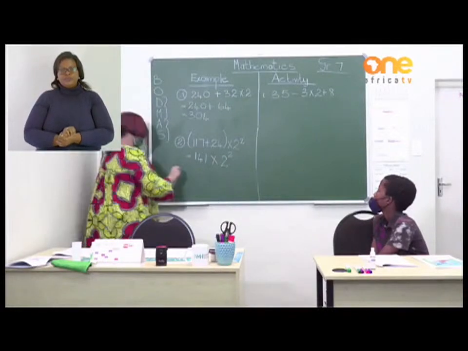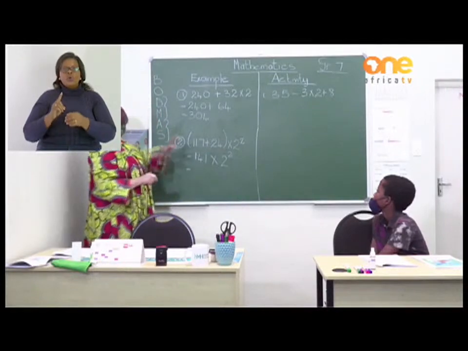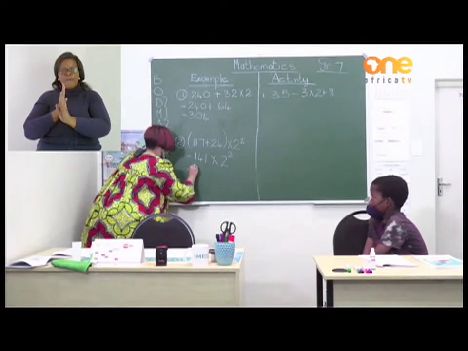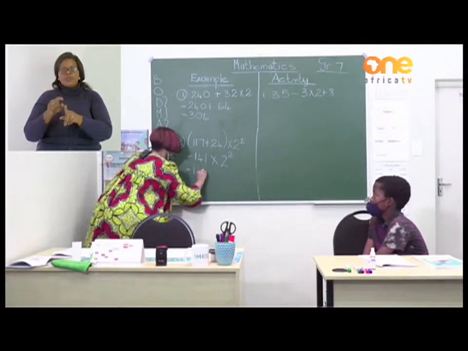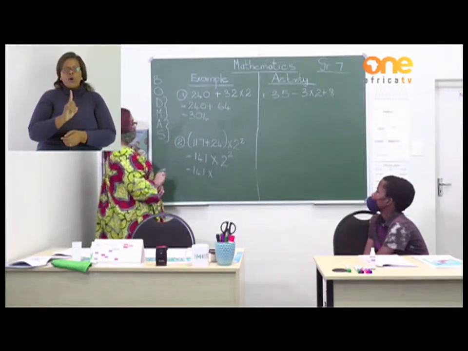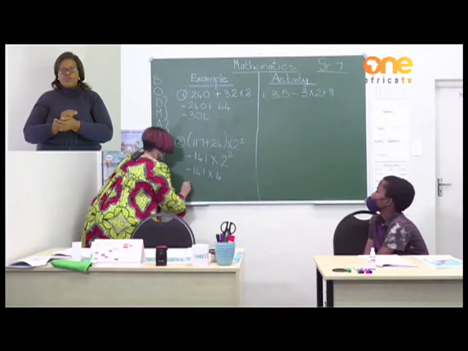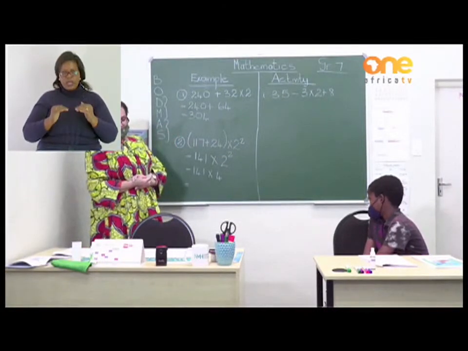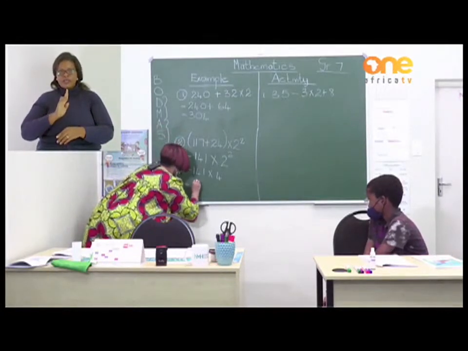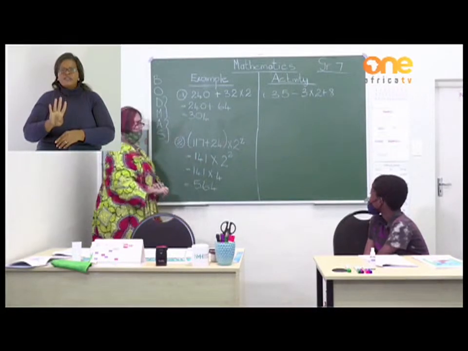So what will I do now? I will do my exponent or order next. So I have 141 times 2 squared. Yes, 4. So 141 times 4 gives me 564.